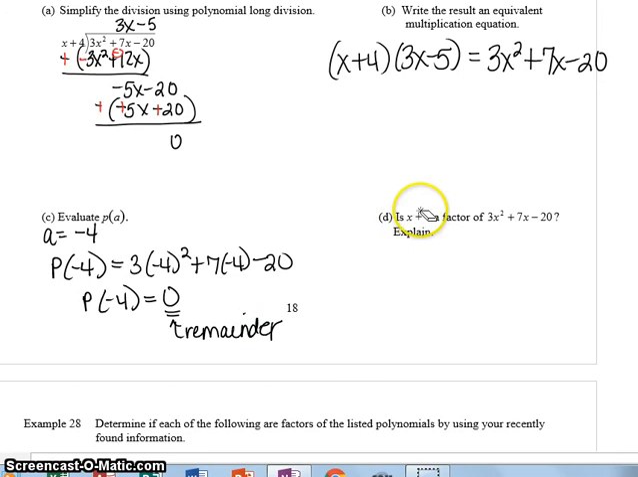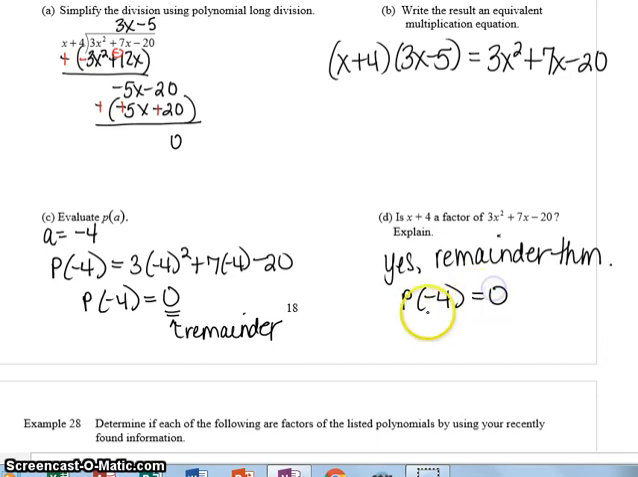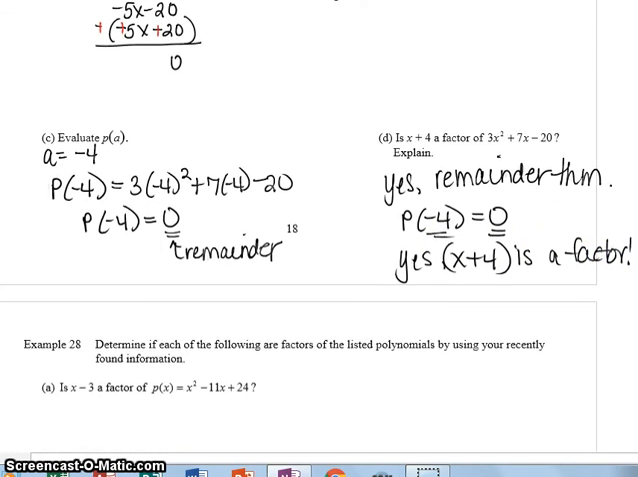So now it says, is x plus 4 a factor? And you're going to say yes. Why? Because the remainder theorem states, so remainder theorem tells you if P of A is equal to 0, which in this case it is, then you know that x plus 4, yes, x plus 4 is a factor. Okay? Example 28.